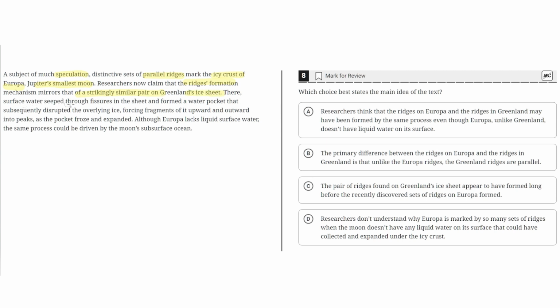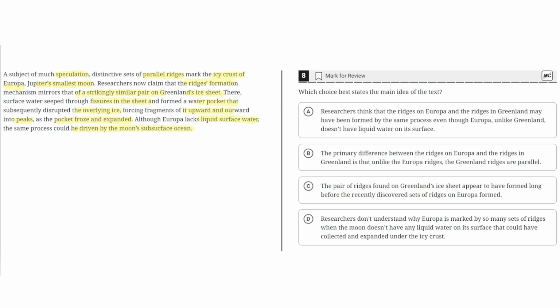There, surface water seeped through fissures in the sheet and formed a water pocket that subsequently disrupted the overlying ice, forcing fragments of it upward and outward into peaks, as the pocket froze and expanded. Although Europa lacks liquid surface water, the same process could be driven by the moon's subsurface ocean.